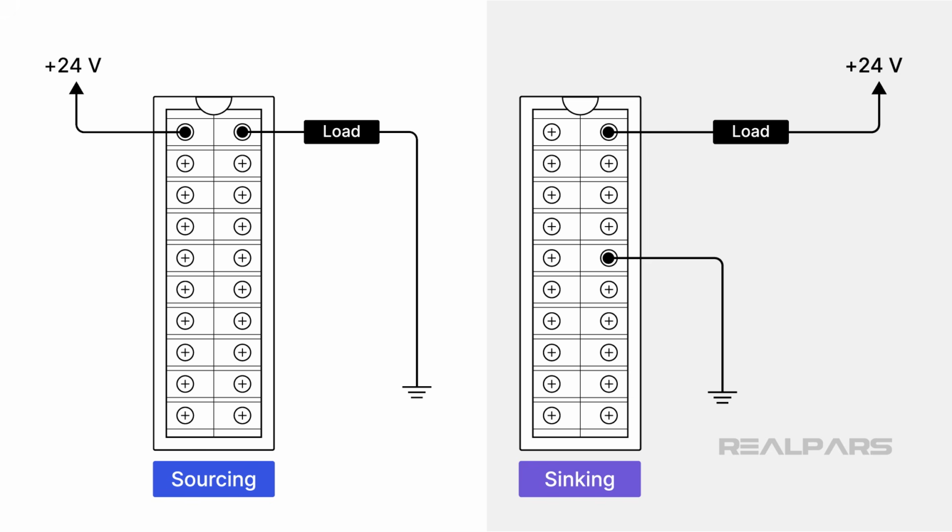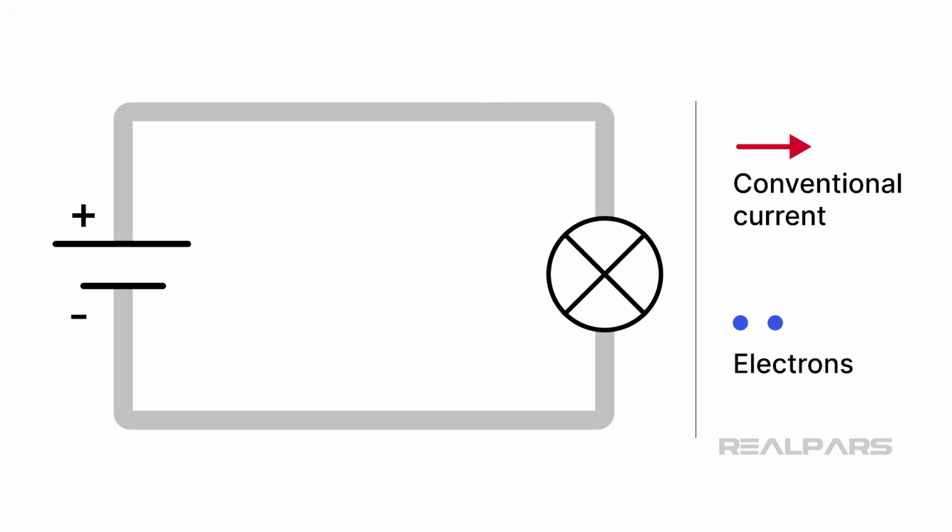Let's start with the terms sinking and sourcing. Many of us were taught the truth that negative to positive electron current flow is a fact. When we talk about sinking and sourcing, we refer to positive to negative current flow, which is conventional current flow. Why is conventional current terminology used to describe sinking and sourcing? It's about tradition, as concepts and standards were established long before electrons were understood.